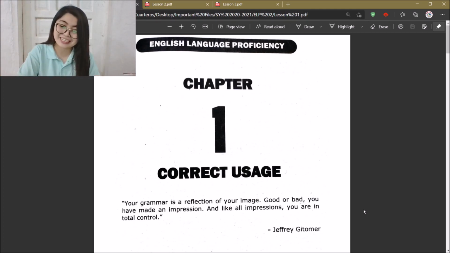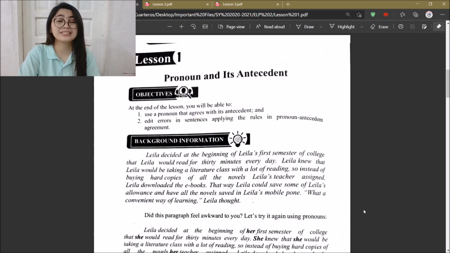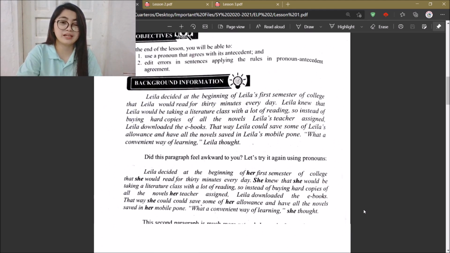Okay, so let's proceed to our first topic. This one is about pronoun and its antecedent. At the end of this lesson, you'll be able to use a pronoun that agrees with its antecedent and edit errors in sentences, applying the rules in pronoun-antecedent agreement. Okay, let's move on to this one.